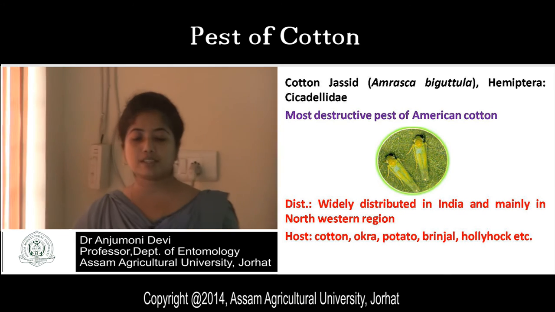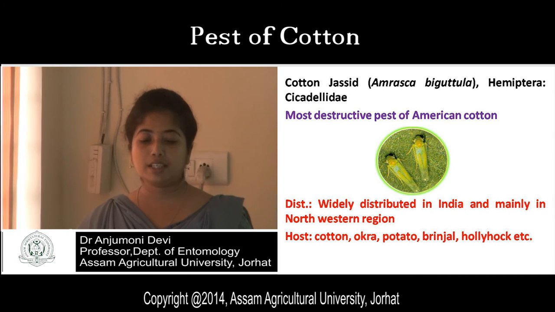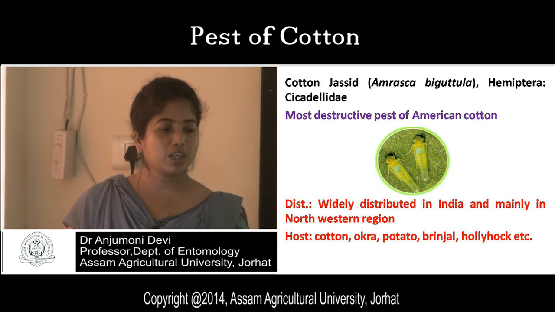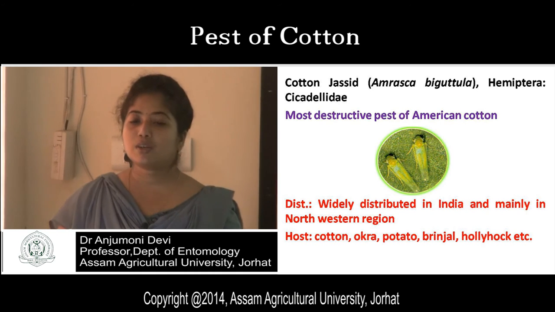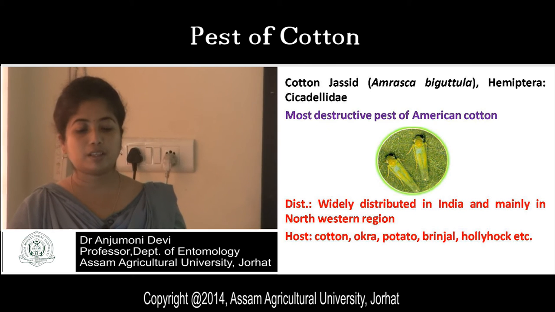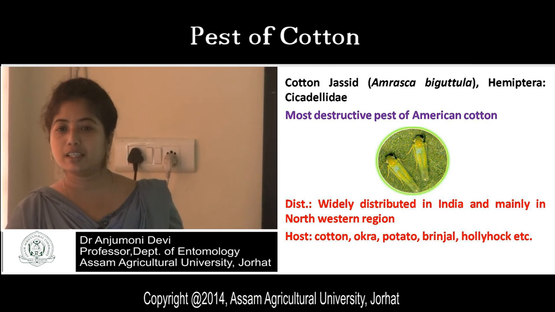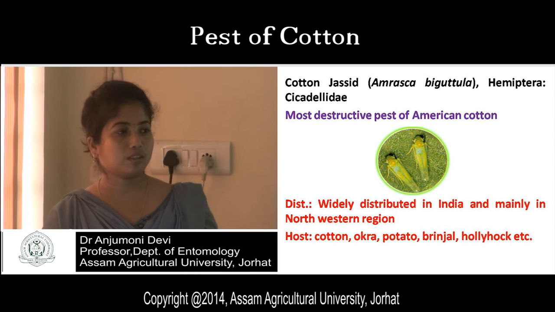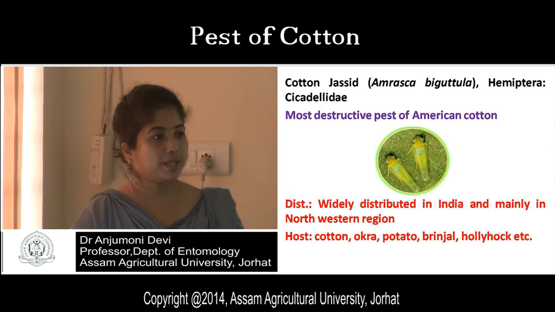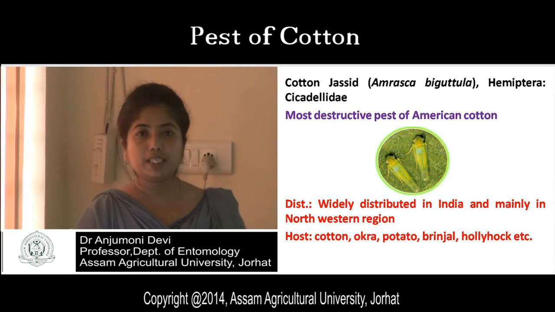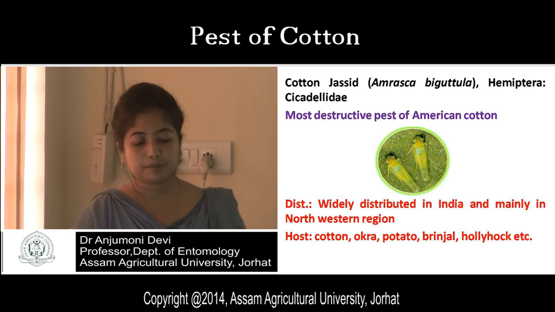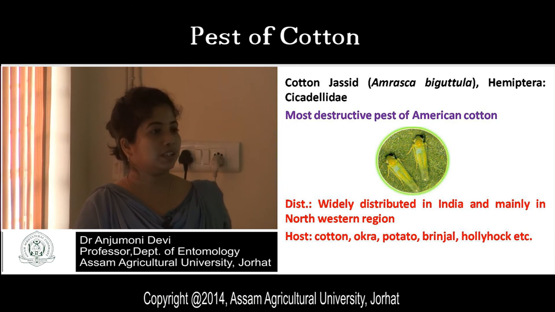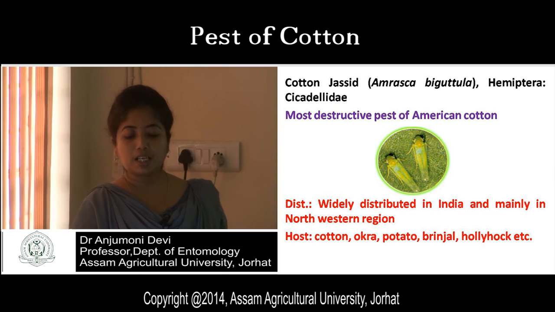And the important sucking pest is the cotton jassid, that is Amrasca biguttula, under the family Cicadellidae. It is also called the cotton leafhopper. It is under the family Cicadellidae, order Hemiptera. And this one is the most destructive pest of American cotton. Then distribution: the pest is widely distributed in India, mainly in the northwestern region. Then host plants: cotton, okra, potato, brinjal, hollyhocks, etc. The pest also feeds on okra, potato and brinjal.